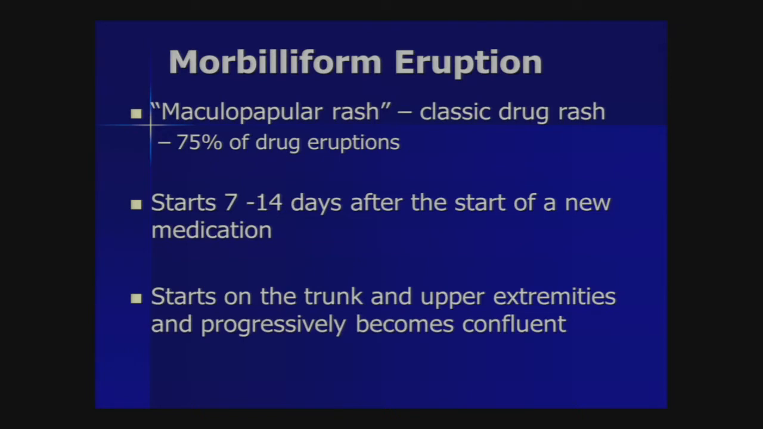But 75% of these rashes are caused from drugs. So again, it starts 7 to 14 days after a medicine is given. It starts on the trunk, it spreads out to the hands, and it becomes progressively more confluent. It typically does not go on to become Stevens-Johnson syndrome, but you do want to tell them, if you start to get blisters, you get mucosal involvement, you need to come back to the hospital.